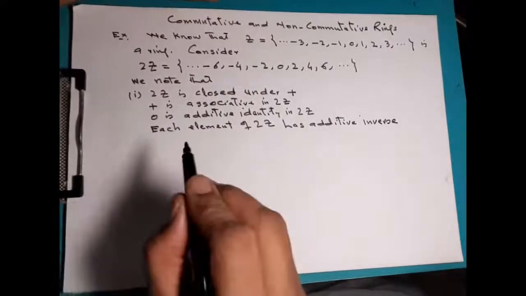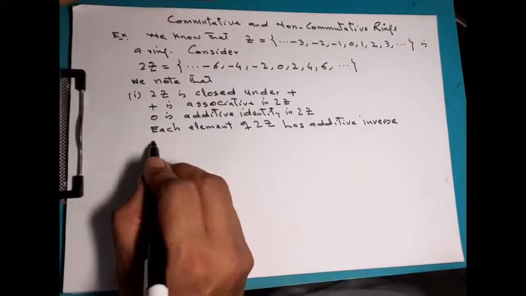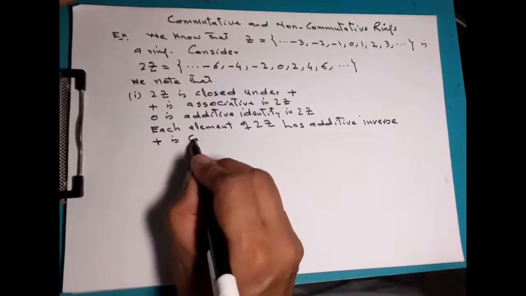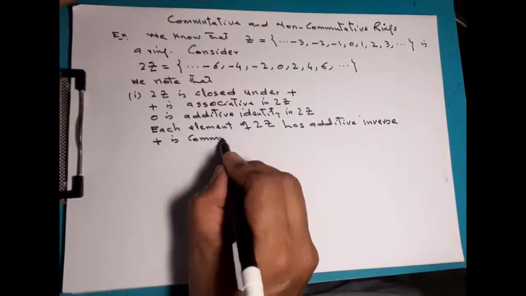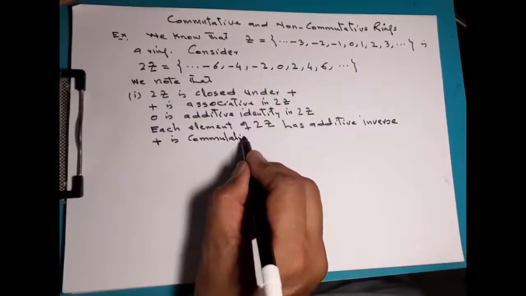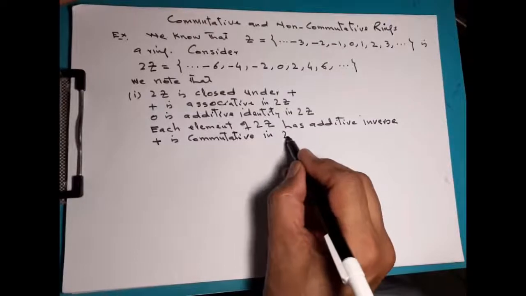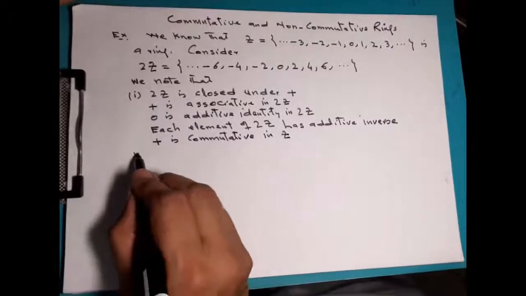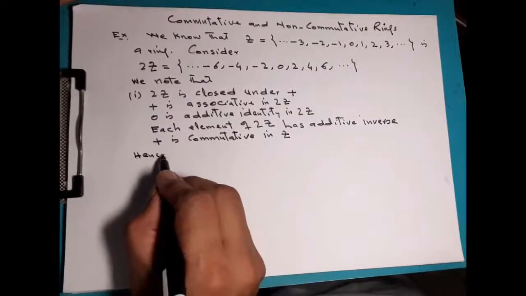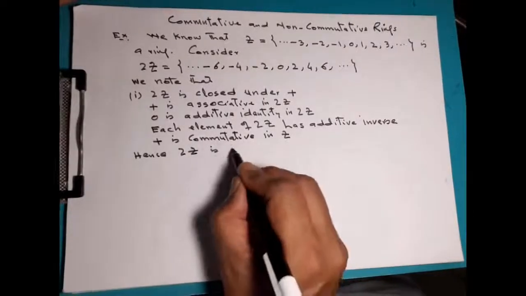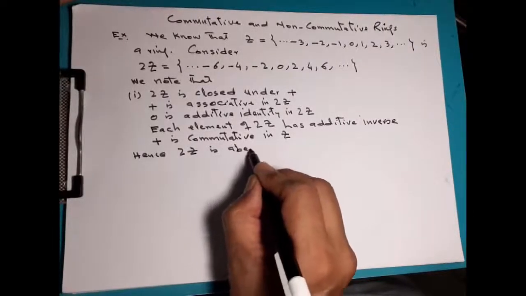And finally, addition is commutative in 2Z. So hence 2Z is an abelian group under addition.